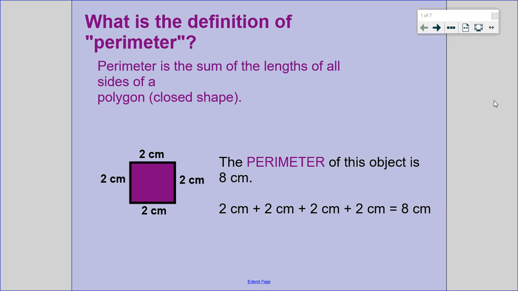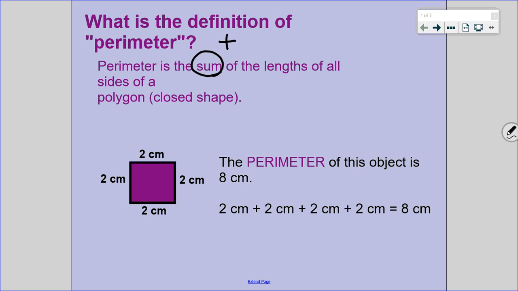So what is the definition of perimeter? Well, perimeter is the sum of the lengths of all the sides of a polygon, which means a closed shape. The big word I want you to look at is sum, S-U-M, and we know that this means we're going to add. So we're getting a total number for all the sides once we have measured something.